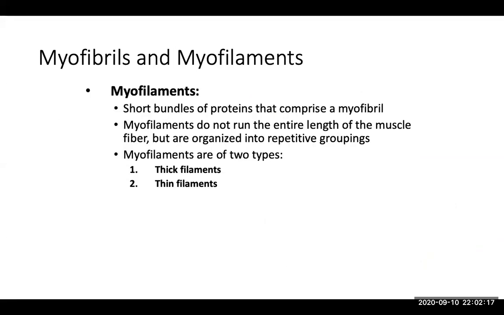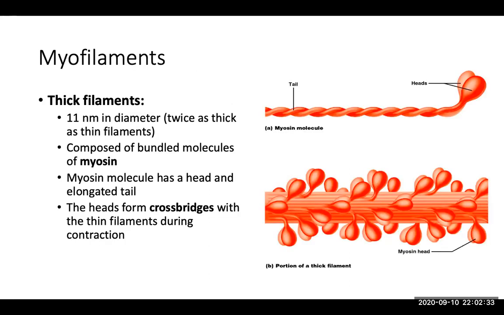Then myofibrils are made of myofilaments, and these are just short bundles of protein. They do not run the entire length of the muscle fiber, but they're organized into repetitive groupings that we'll look at. And they can be thick filaments or thin filaments. Thick filaments are myofilaments that are composed of bundled molecules of myosin. They are twice as thick as thin filaments. They have an elongated tail and a head at the end. They kind of look like a golf club. And the heads of the golf club will form cross bridges, or connection pieces, to the thin filaments during contraction.